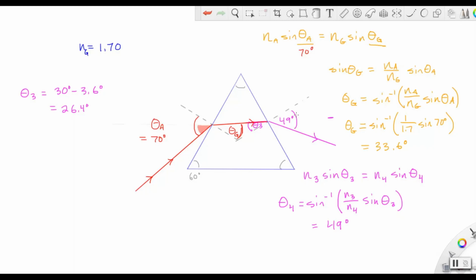So, okay, in the next video, we're going to study what happens when we get light coming out of a surface at too high of an angle. It'll be something called total internal reflection.